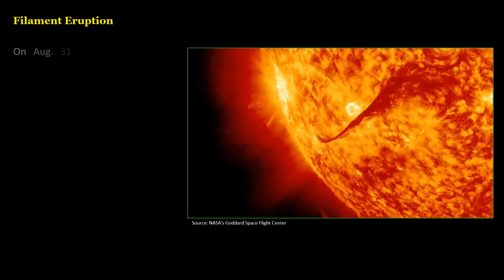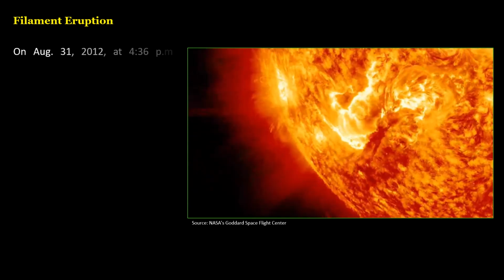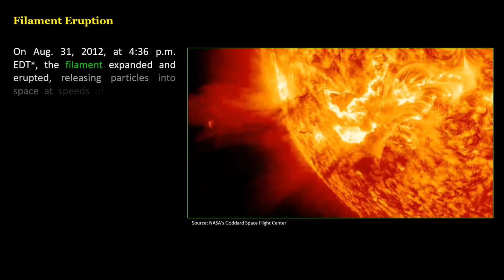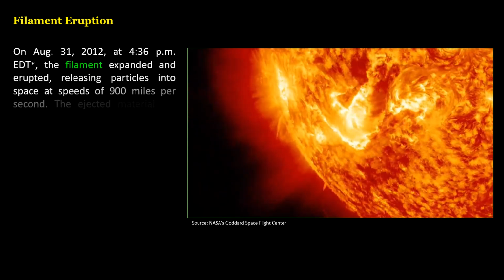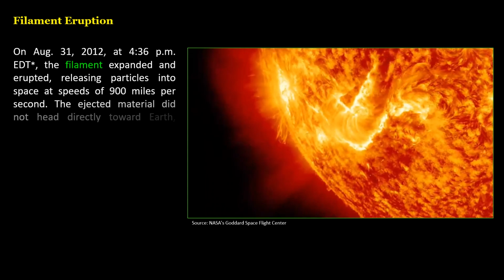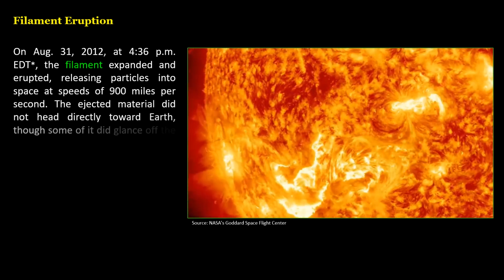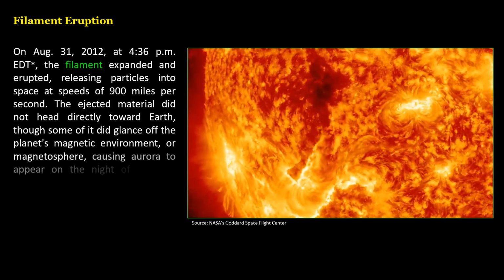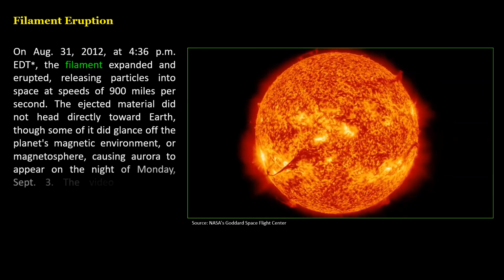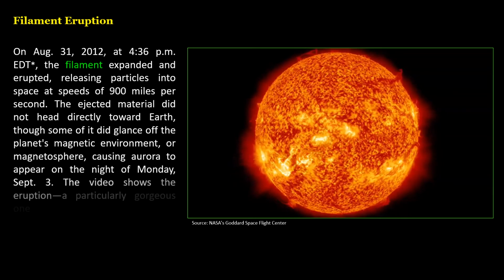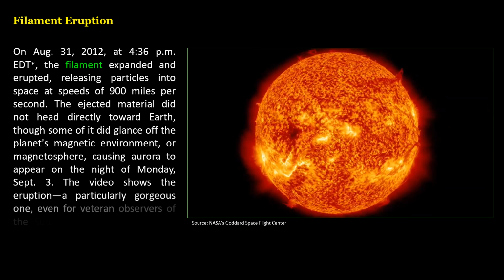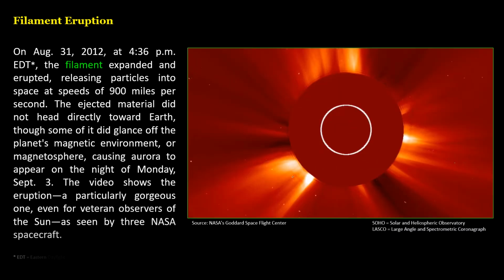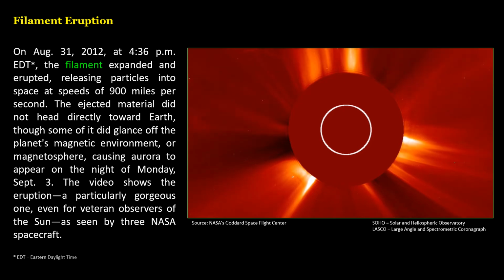On August 31, 2012, at 4:36 p.m. Eastern Daylight Time, the filament expanded and erupted, releasing particles into space at speeds of 900 miles per second. The ejected material did not head directly toward Earth, though some of it did glance off the planet's magnetic environment, or magnetosphere, causing aurora to appear on the night of Monday, September 3rd. The video shows the eruption, a particularly gorgeous one, even for veteran observers of the Sun, as seen by 3 NASA spacecraft.